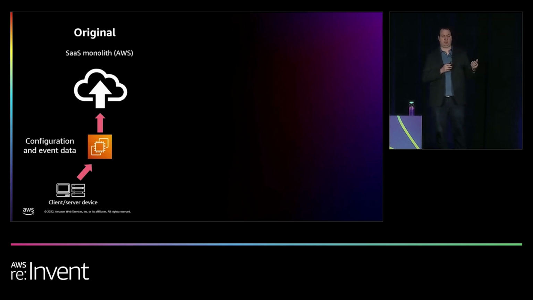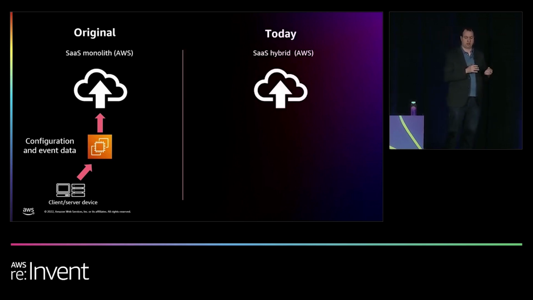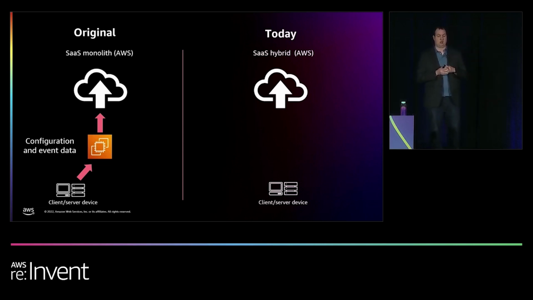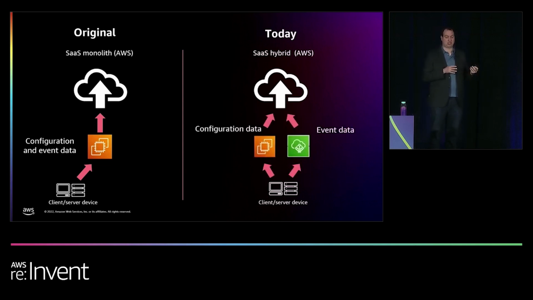Today, we are in what I'll call a SaaS hybrid, where we have the client server, we still have that, but we've added IoT to offload the high volume EDR telemetry and event data. So the high volume data that we need to get to the cloud as fast as we can, but also at a lower friction there. Ultimately, we couldn't push that through the configuration data channel on the left, because it just wouldn't scale. It just wouldn't scale for us.